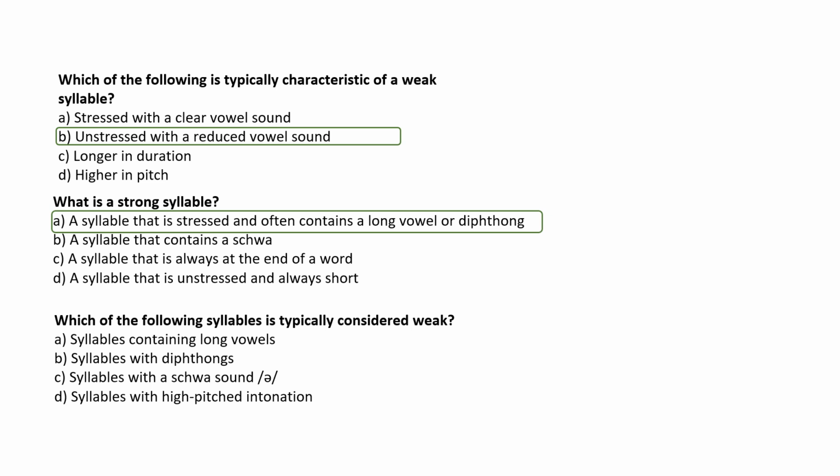Which of the following syllables is typically considered weak? A, syllables containing long vowels. B, syllables with diphthongs. C, syllables with a schwa sound. D, syllables with high-pitched intonation. The correct answer is syllables with a schwa sound.